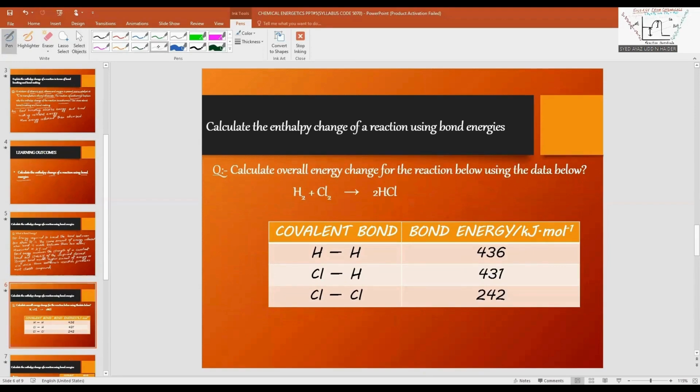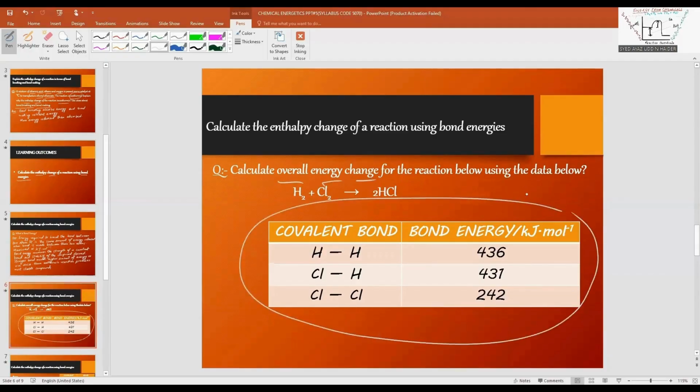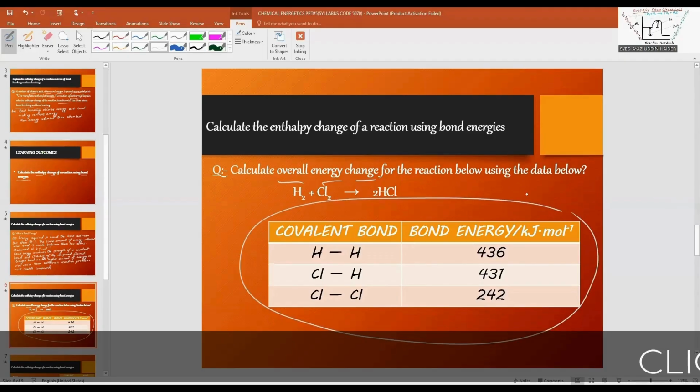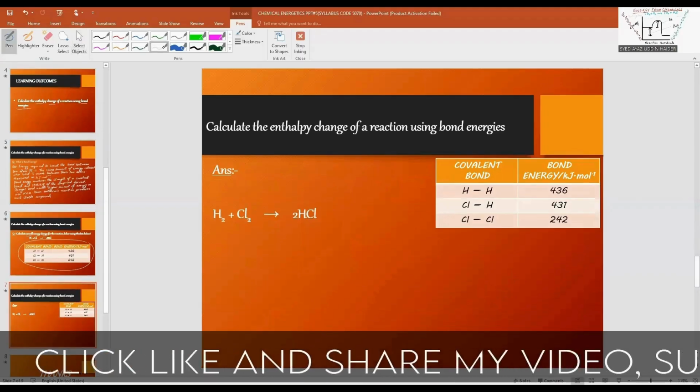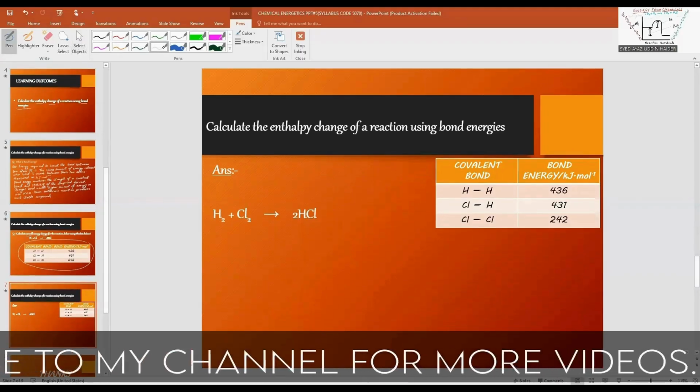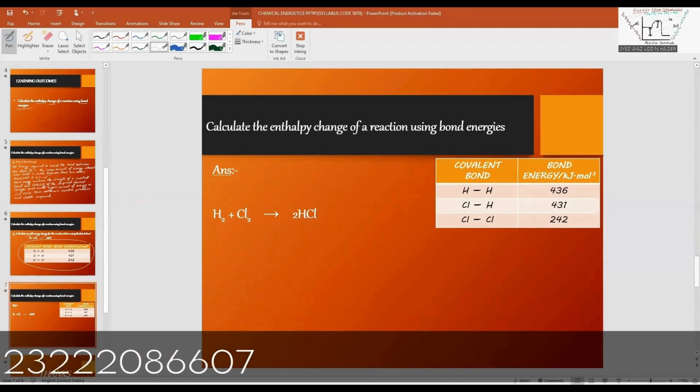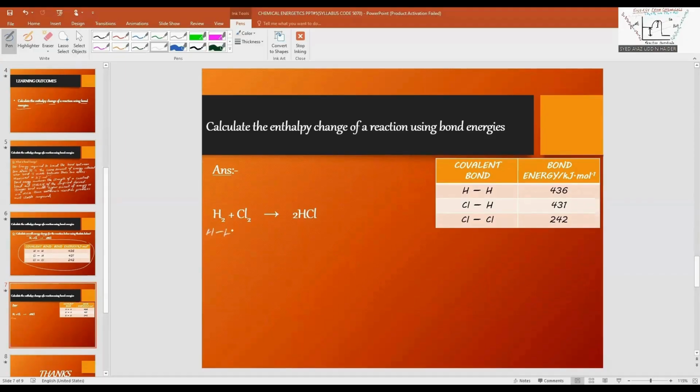Now let's talk about the enthalpy change of a reaction. How you are going to do the calculation? This is a question: calculate overall energy change for the reaction. We have been provided with this table of bond energies. This is a reaction between hydrogen molecule and chlorine molecule to produce two molecules of hydrogen chloride. First of all, what we have to do, we have to draw the display formula for these. For instance, we will have H-H plus Cl-Cl, and as there are two molecules of hydrogen chloride, so I will draw in this way: H-Cl, H-Cl.